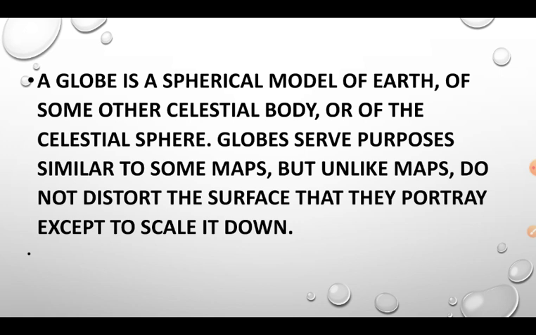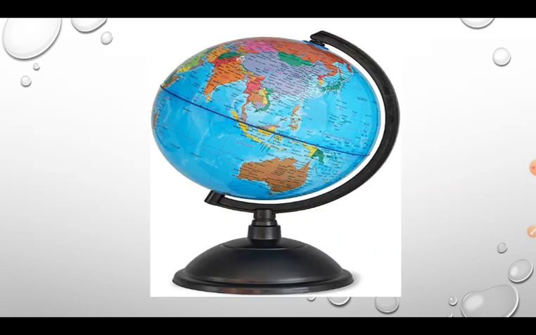Now let me show you a picture of a globe. Students, you can see the picture of the globe and you can observe the north pole as well as the south pole. Upside is the north pole, downside is the south pole, right? And you can also see the line which divides the Earth, and that line is called the equator.